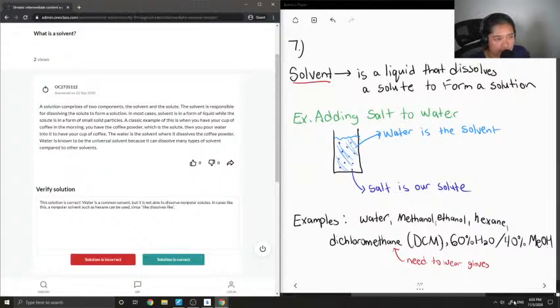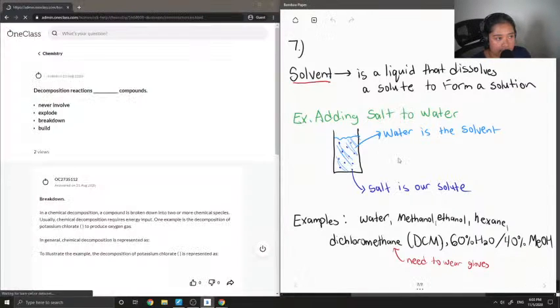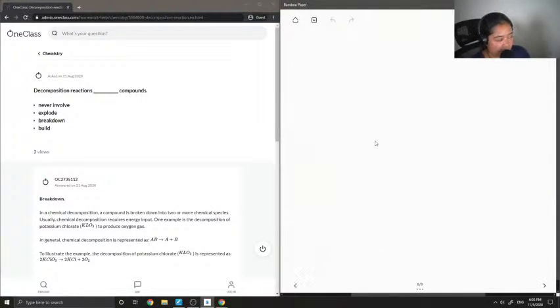Okay, the solution is correct. Let's move on to question number 8. Decomposition reactions blank compounds. I'm also going to write out the sentence.